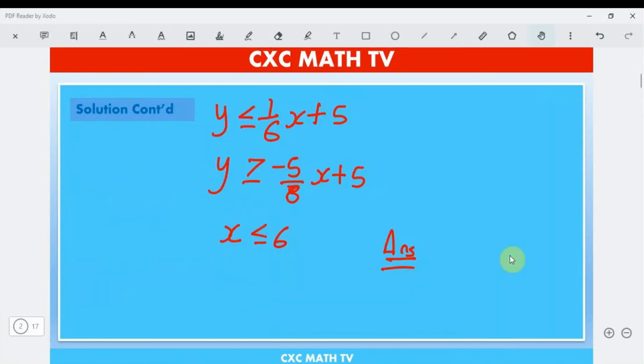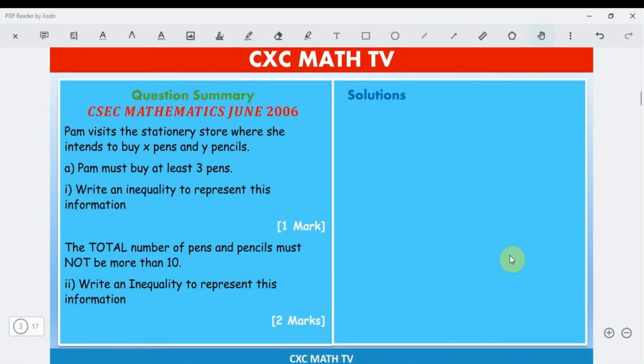That's it. Alright, so here's a question now. This is taken from June 2006. It says Pam visits the stationery store where she intends to buy X pens and Y pencils. It says Pam must buy at least 3 pens. Write an inequality to represent this statement.